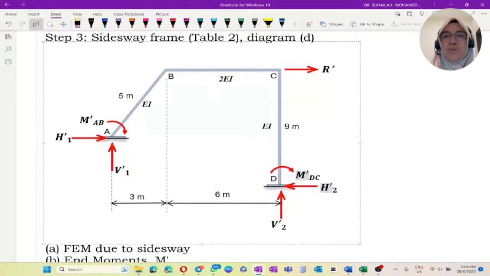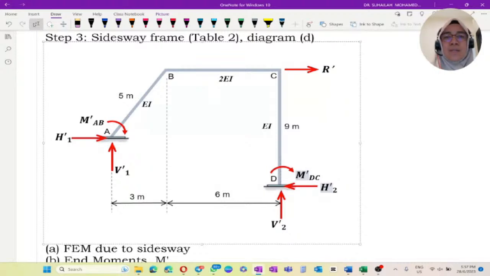Okay, I want to continue the same example. Now we are going to discuss step number 3C. We are going to calculate the R prime value. In my previous video, under step 3B, I have explained how we determine the end moment in table number 2. And table number 2 under step 3 is actually where we distribute moment for sideways frame. Okay, refer back to sideways frame.